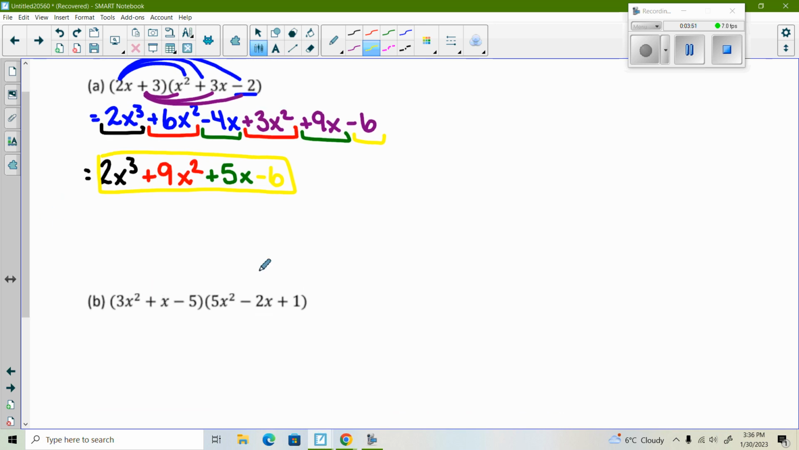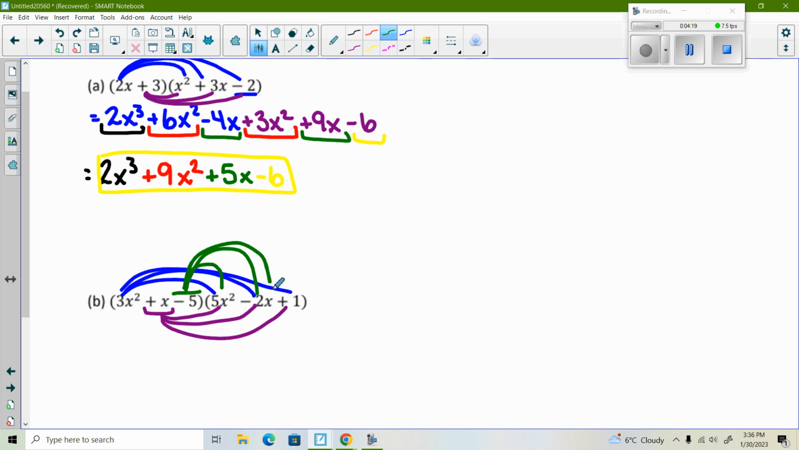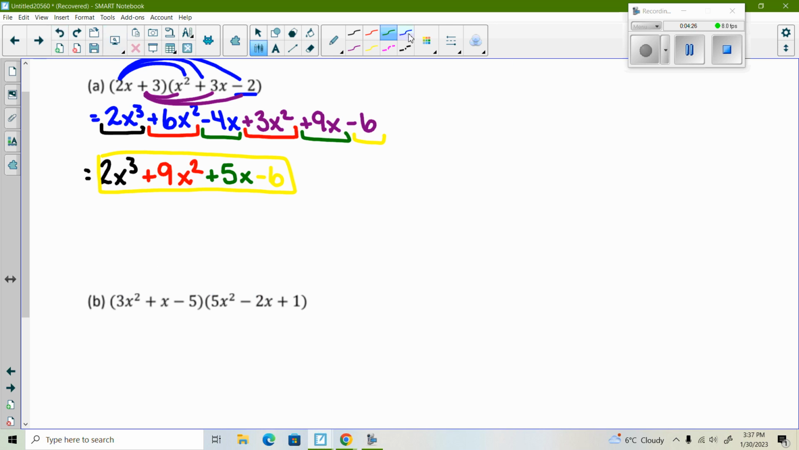We have a trinomial times a trinomial. So how are we going to do this one? Well, we're going to take the front term and multiply it through all 3 of the terms in the second bracket. And then I'm going to do the same thing with this second term. I'm going to multiply it by every term in the second bracket. And then, shocker, I'm going to take this last term and I'm going to multiply it by every single term in the second bracket. Okay, so same process, just more steps. So let's do it step by step.